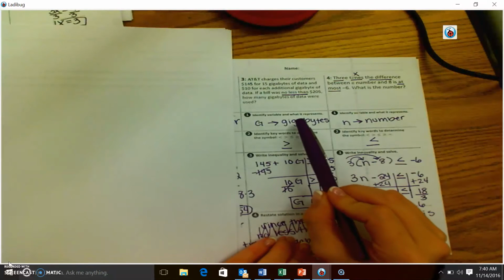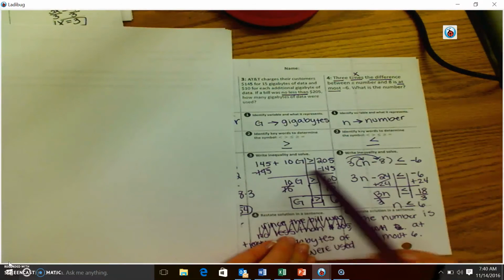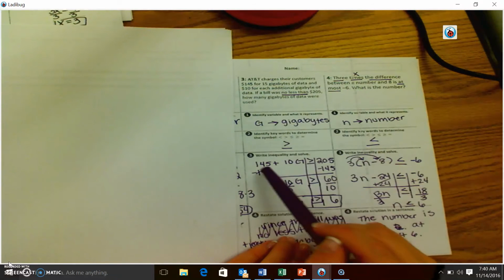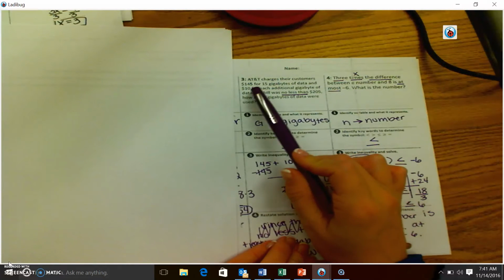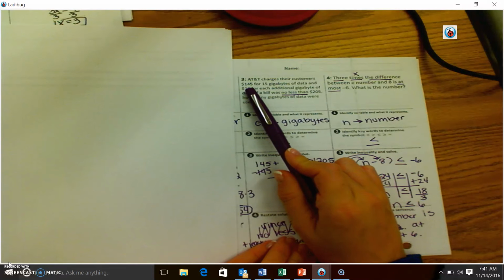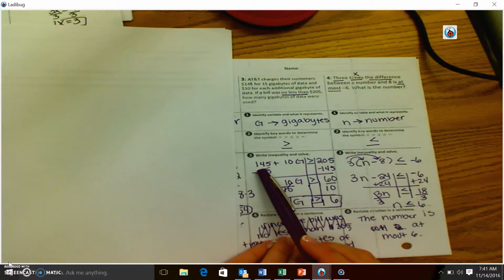All right, so now we have step 1 and 2 done. So step 3 is now we write the inequality. So we're just translating our words into an inequality. So AT&T charges their customers $145 for 15 gigabytes. So we know so far that we are charged $145 for 15 gigabytes.